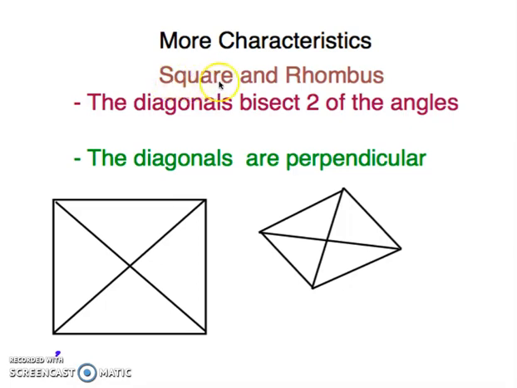This video is on more characteristics of a square and rhombus. This picture right here is a square and this is a rhombus. One of the characteristics says that the diagonals bisect two of the angles. There's your diagonals. So what this means is that in this square right here, this is that diagonal, which means two of the corners which it touches of the square, it bisects it.